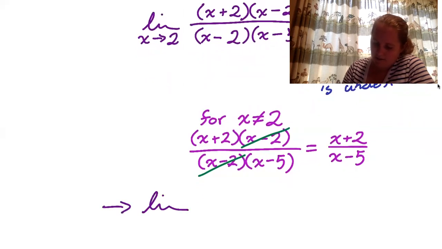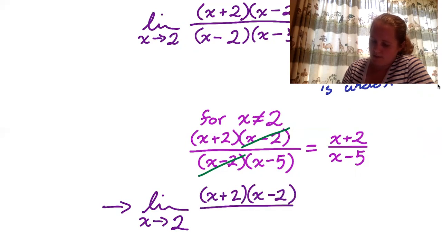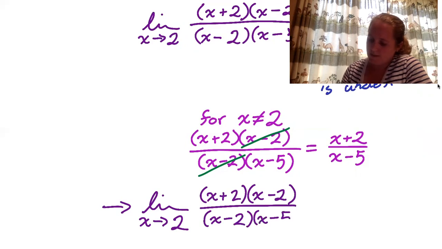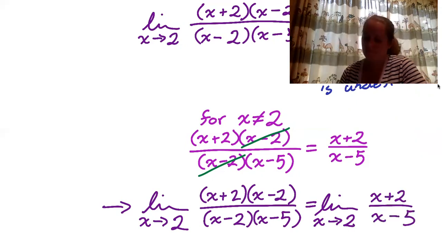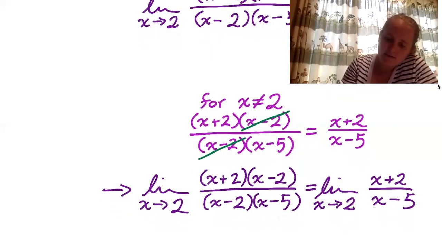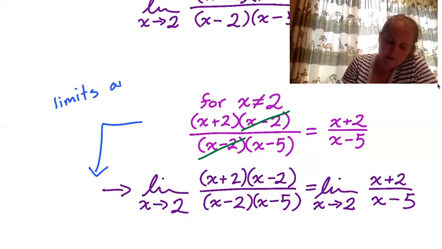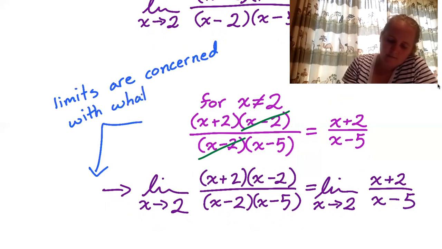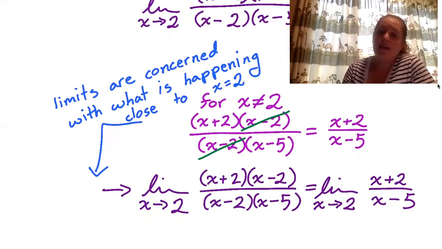the limit as x goes to 2 of x plus 2 times x minus 2 over x minus 2 times x minus 5. This is precisely the same thing as the limit as x goes to 2 of x plus 2 over x minus 5. Again, the reason behind this is limits are concerned with what is happening near our point. So what is happening close to, in this case, x equals 2, not what is happening precisely at x equals 2.